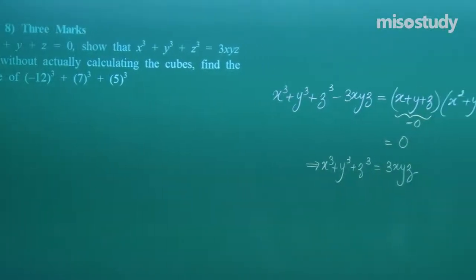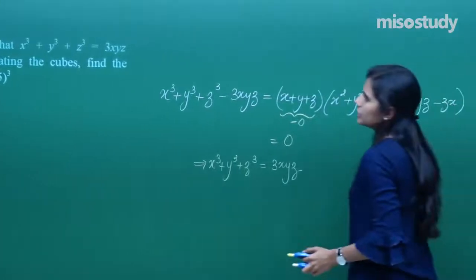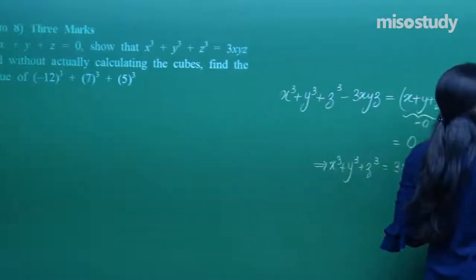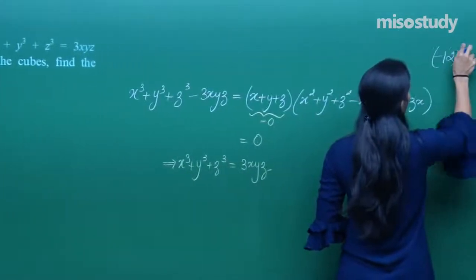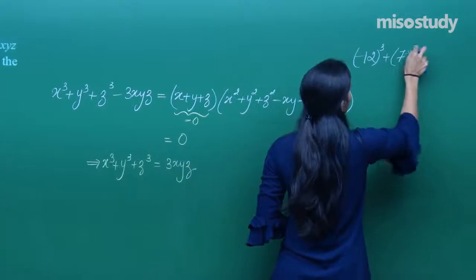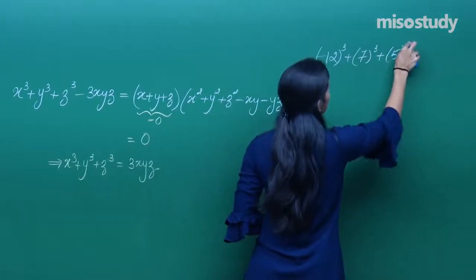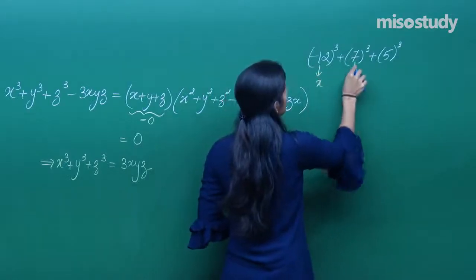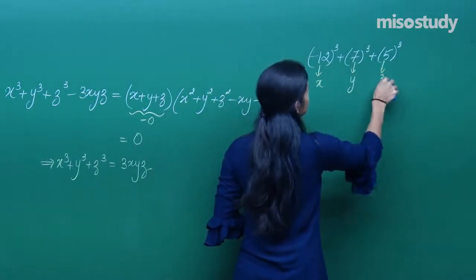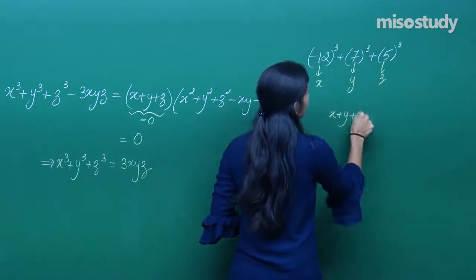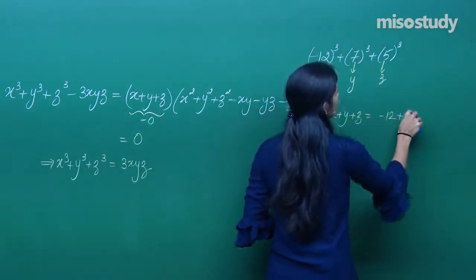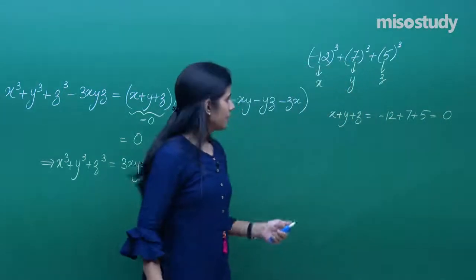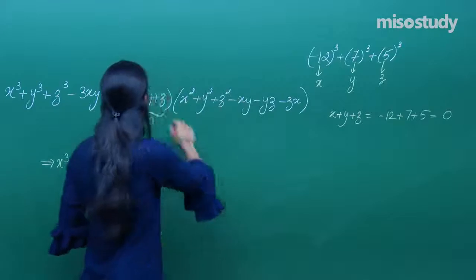Let's try to find the value of this expression. It is minus 12 cube plus 7 cube plus 5 cube. So let's write it down. Minus 12 cube plus 7 cube plus 5 cube. Try to focus upon the numbers carefully. If I take this as x, this as y, this as z, what is x plus y plus z? It is minus 12 plus 7 plus 5, which is minus 12 plus 12, which is 0.